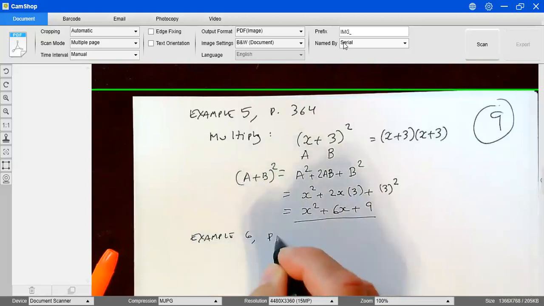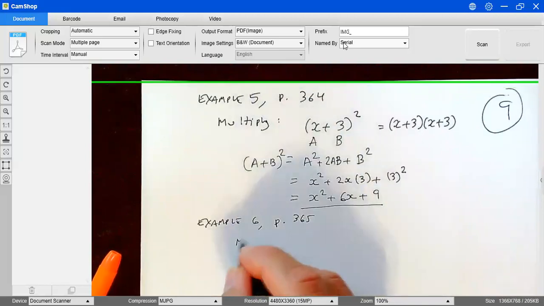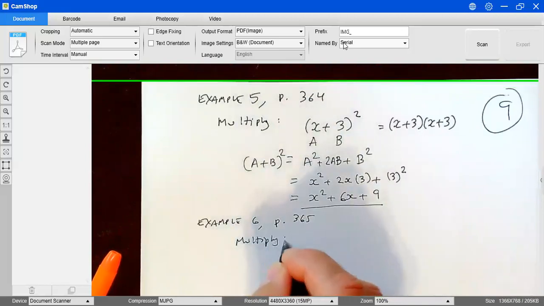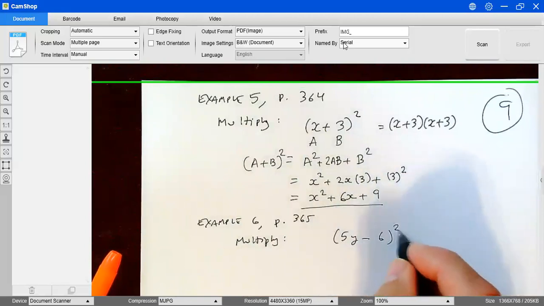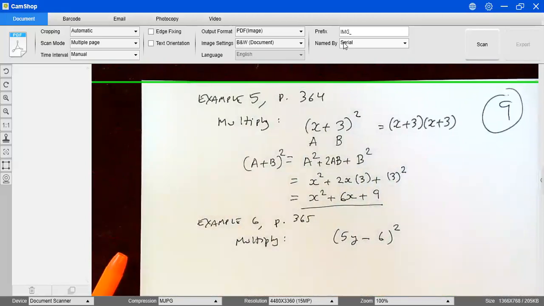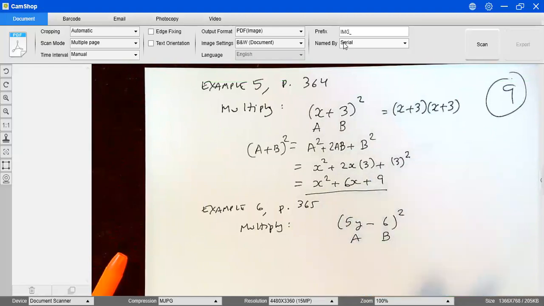So finally, example 6 on page 365. We're going to multiply, and now we have (5y - 6) squared. So we're going to solve that problem. Now we have a binomial where we have the difference of two terms. So let's identify a and identify b.